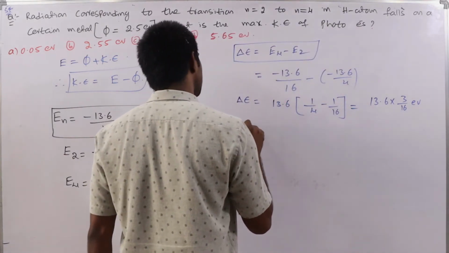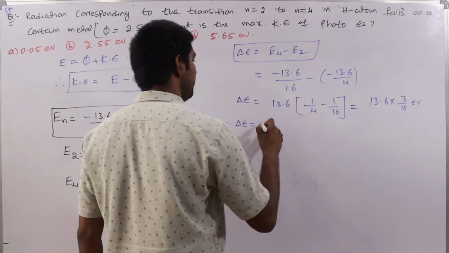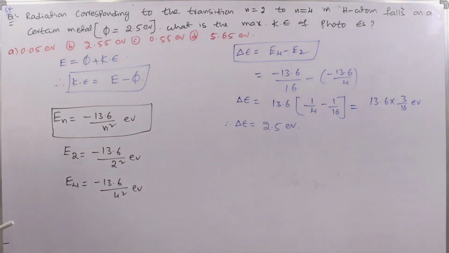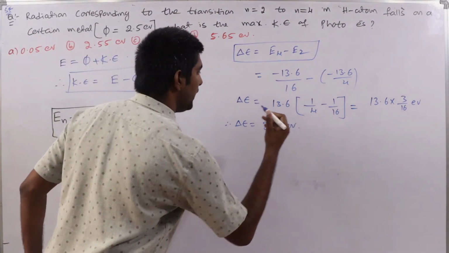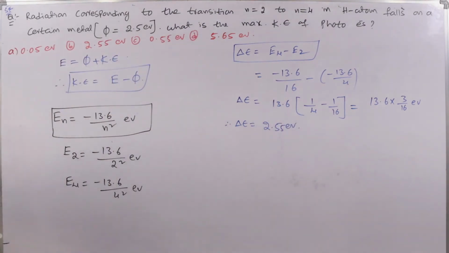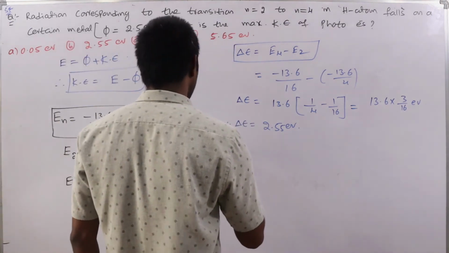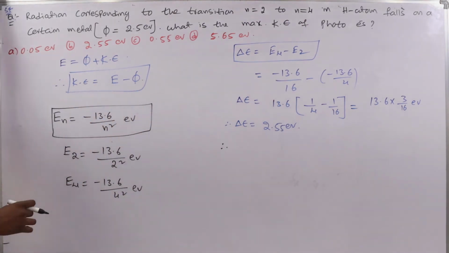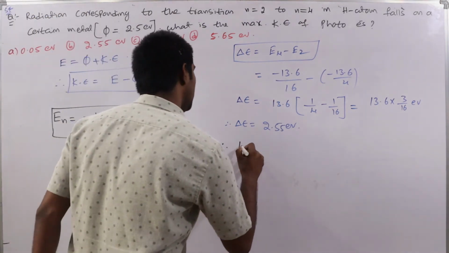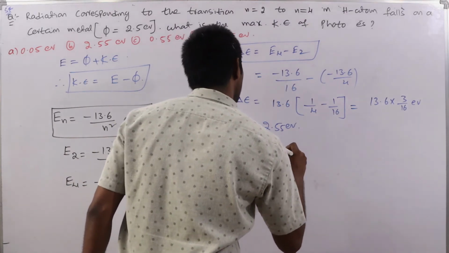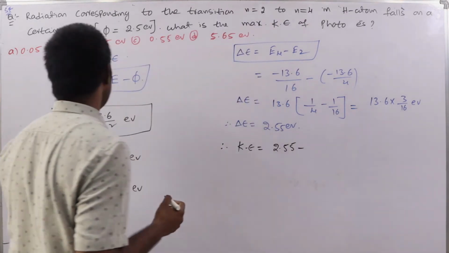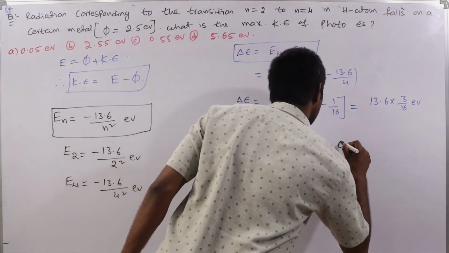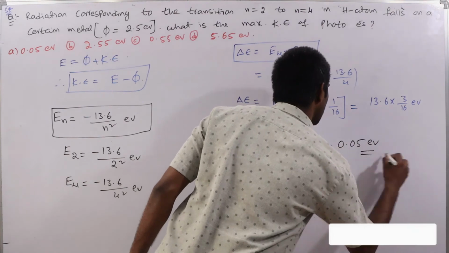Therefore delta E, after all simplifications, we get 2.55 electron volt. So this is nothing but the energy falling on the metal. Therefore kinetic energy is equal to 2.55 minus phi, which is given as 2.5, that equals 0.05 electron volt.